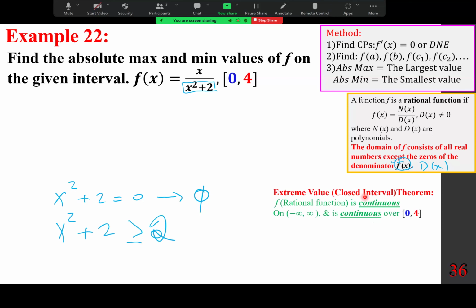So by the extreme value or closed interval theorem, f is a rational function and it's continuous from negative to positive infinity. We showed that's the case because normally that's not the case for all rational functions. And therefore, it's continuous in the given interval of 0 to 4. So having said that, we need to find f prime of x using the quotient rule.